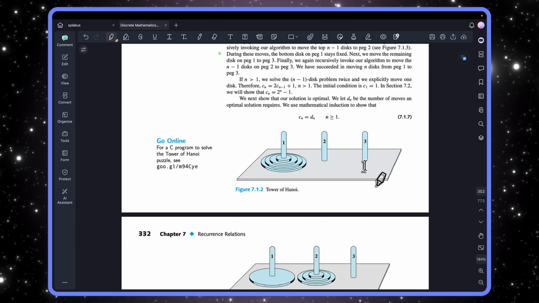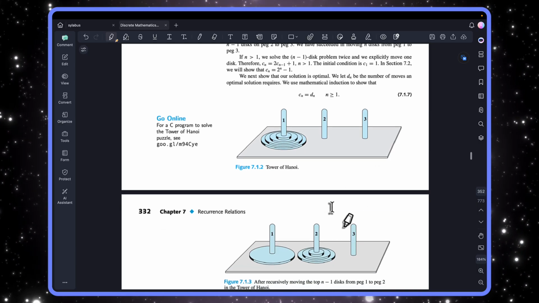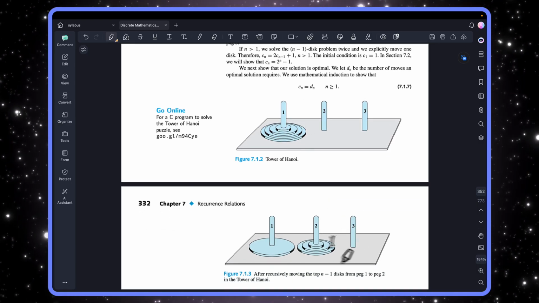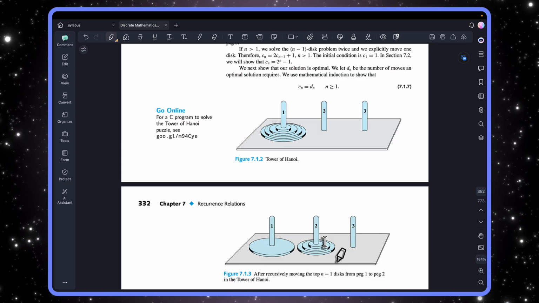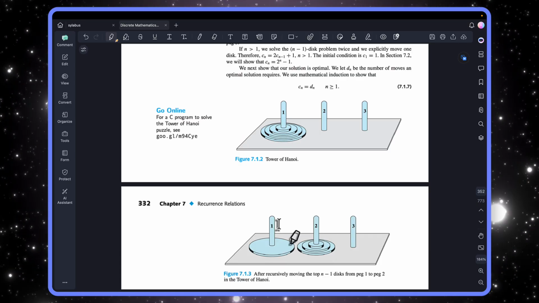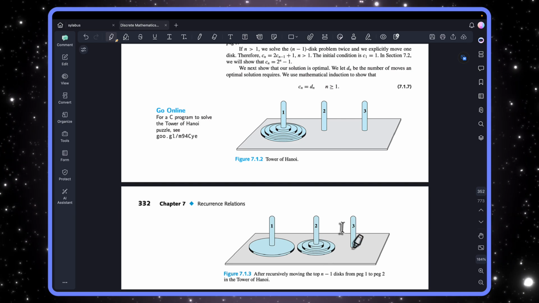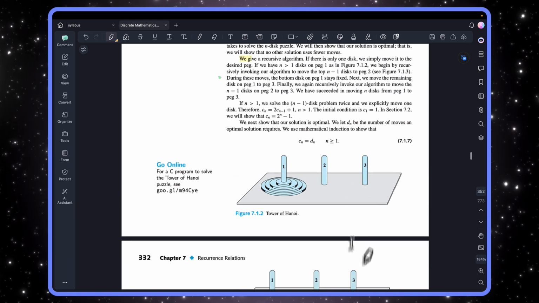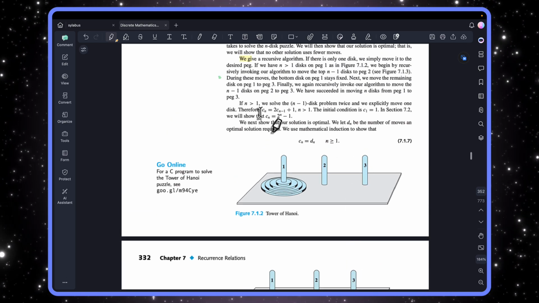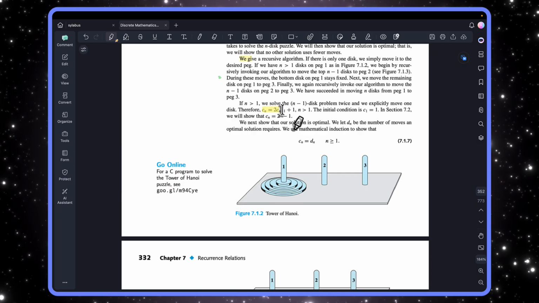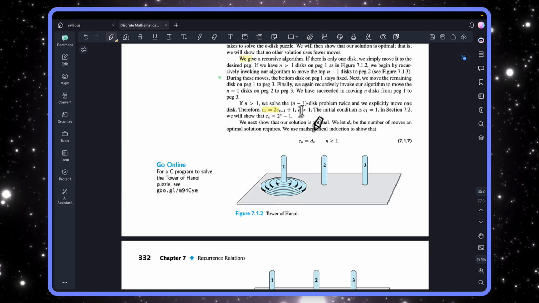So what does that say? What did we have to do? When we move from here to here, we solve the n minus 1 disk problem. That's n minus 1 moves. Then we move one more, and then we do the n minus 1 thing again. So that tells us that C sub n is 2 times C sub n minus 1 plus 1, okay?